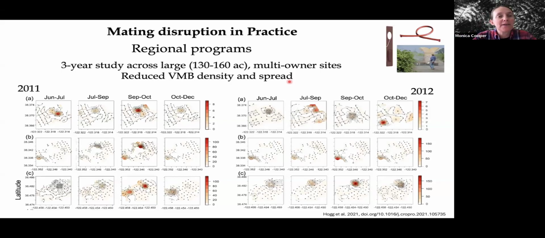So when the neighbors come together, because mealybug is a regional problem, we can see that when they're all using mating disruption, we have reduced mealybug density, and it also reduces spread. So what you're seeing here are the hotspots of vine mealybug in 2011 and then in 2012. And so you can see that there's not much change in 2011 or early in 2012, and it's not until later in 2012 that you start seeing some of those hotspots disperse. So with increased use over time and across a larger area, we're seeing reductions in density and also the risk of spread of the mealybug.